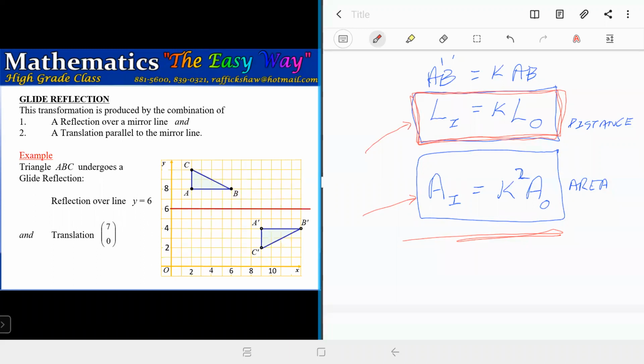The translation was 7 units to the right. That's how you describe that glide reflection. And that's it, that's glide reflection in a nutshell. The next glide reflection is going to be in one of those class activities we're going to do. All right? That's how glide reflection works.